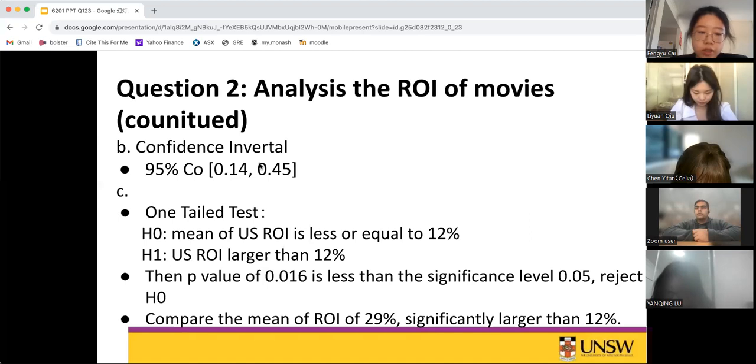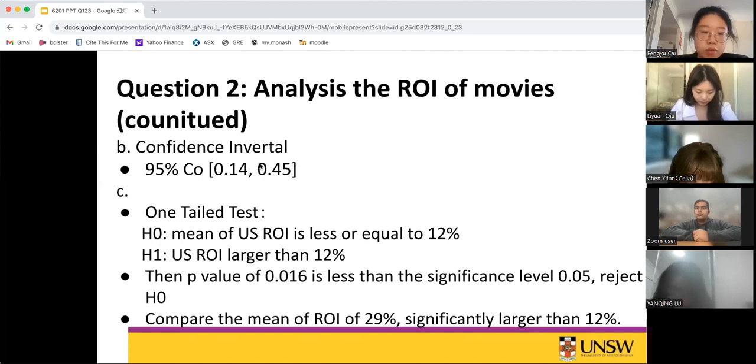Using the one-tailed test, we set the null hypothesis that mean US return on investment is less than or equal to 12%. And we set the alternative hypothesis that US return on investment is larger than 12%.